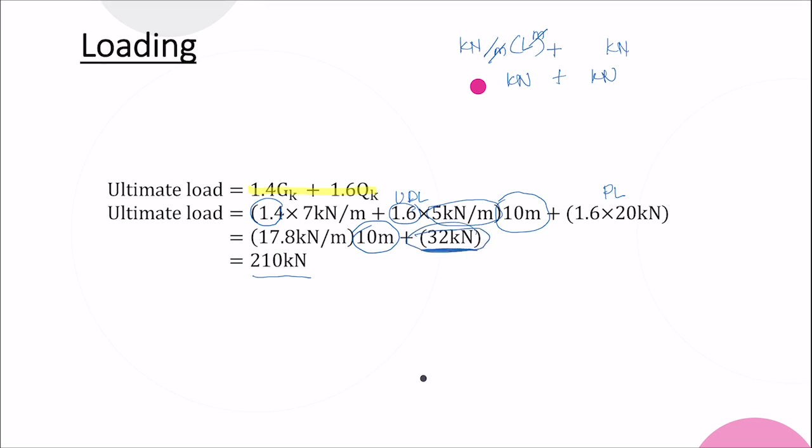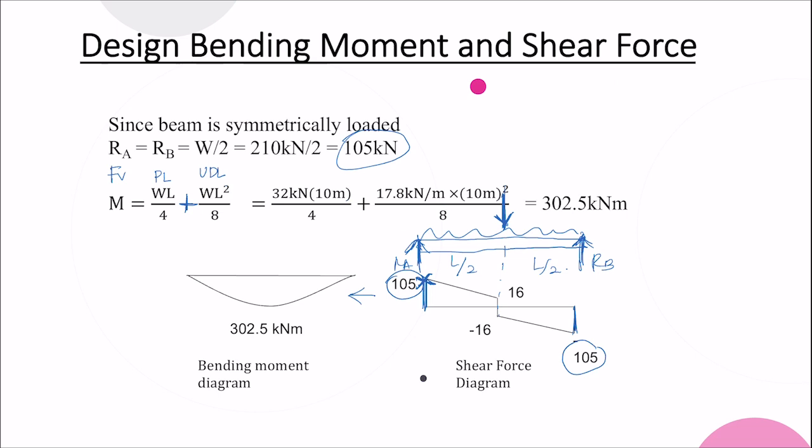Okay, so this is the point load value from earlier. Just put it in, right? And then times the length of the beam, which is 10 meters, divided by 4. Plus, okay, all of these are UDL. For UDL, the formula as we know is WL square over 8.